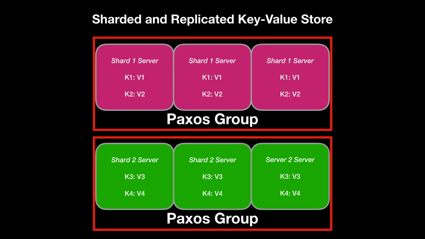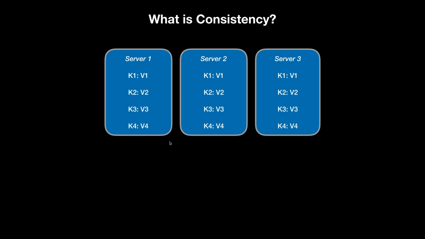So earlier I mentioned that one of the downsides of replication is that it can harm the latency of our applications. And this mainly has to deal with consistency. So what is consistency? Consistency refers to whether the answers we ask of our system make sense, and if not, how long it takes for them to make sense.